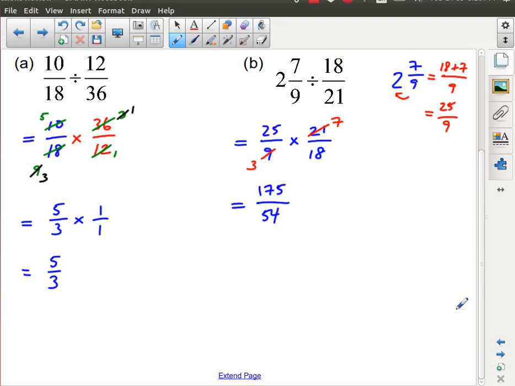Okay, that's it for a review of fractions, addition, subtraction, multiplication, division, plus a little bit of stuff about mixed fractions, improper fractions, and things like that.